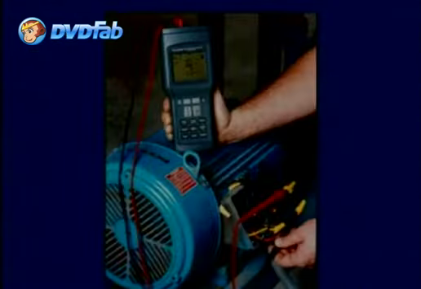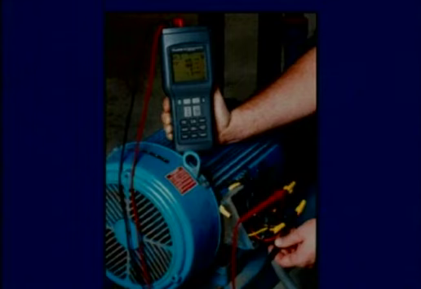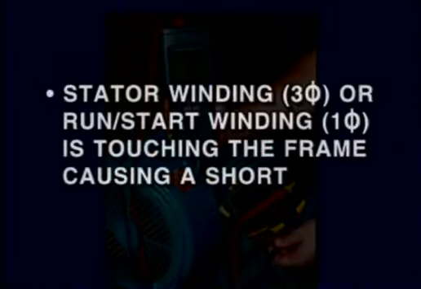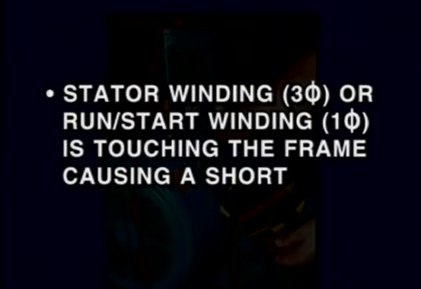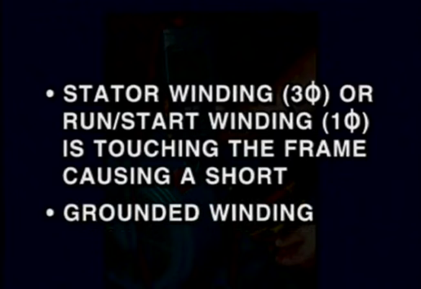You need to check the windings of the motor for a ground connection with a meter set for a continuity test. It is possible that the stator winding in a three-phase, or the run or start winding in a single phase, is touching the frame, which is grounded and therefore short-circuiting the whole system. This condition is known as a grounded winding.